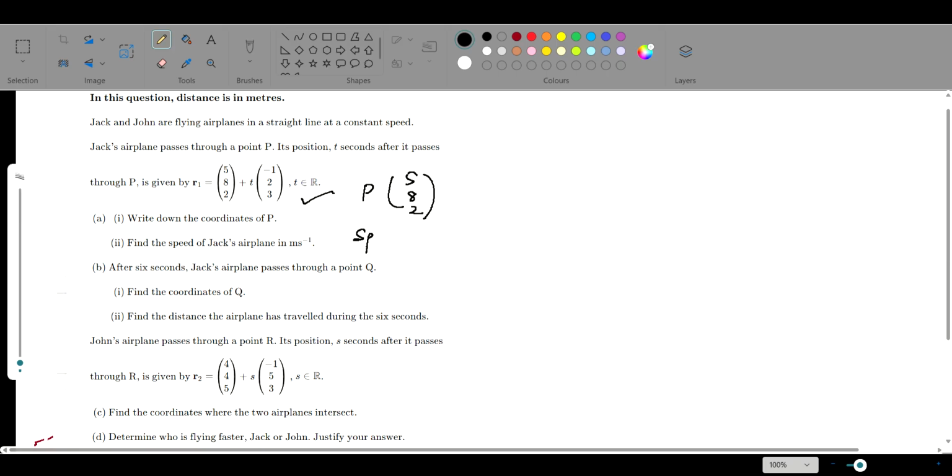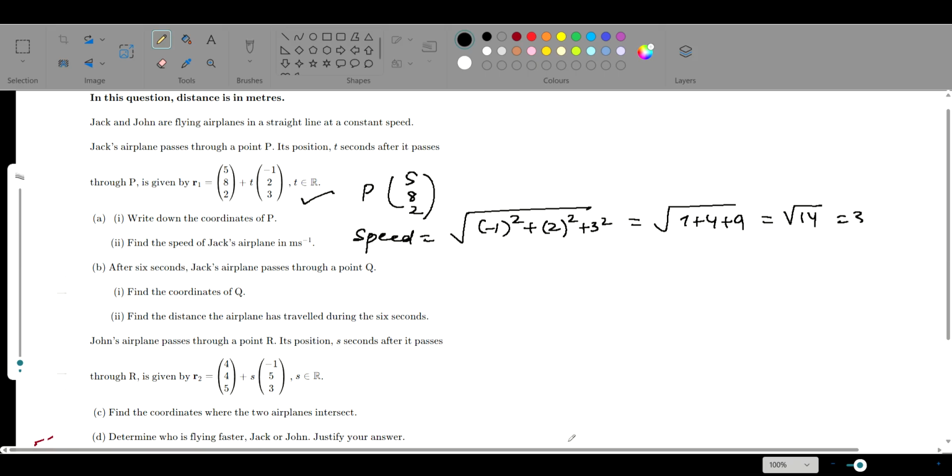So the speed would be the magnitude of minus 1, 2, and 3. That is 1 plus 4 plus 9, root under 14. Root under 14, in significant figures, will be 3.741. So it is 3.74 meters per second. That is the speed.